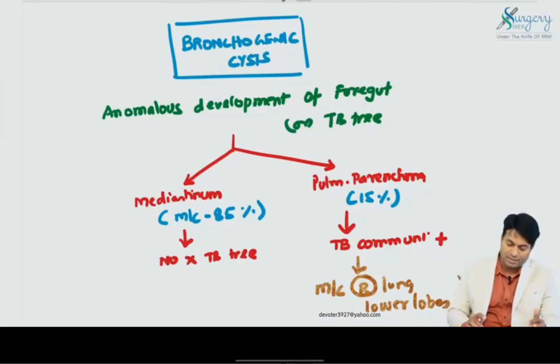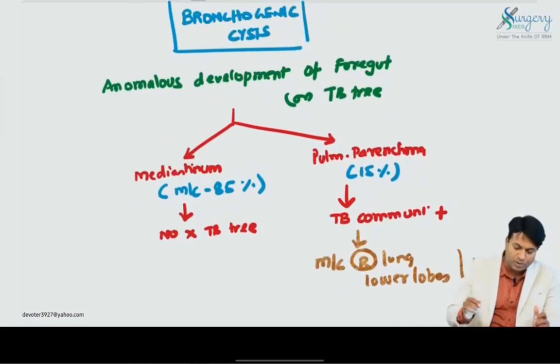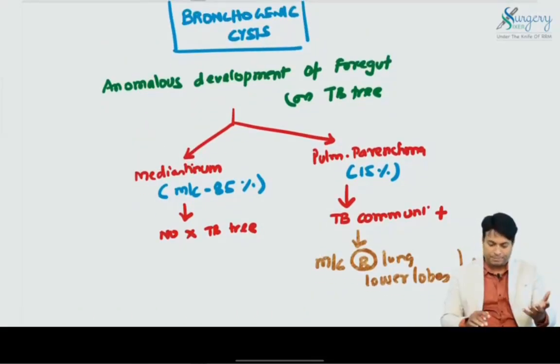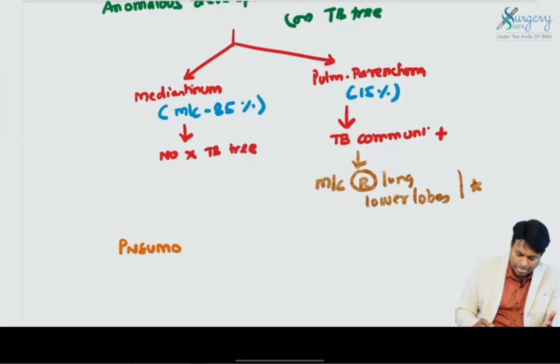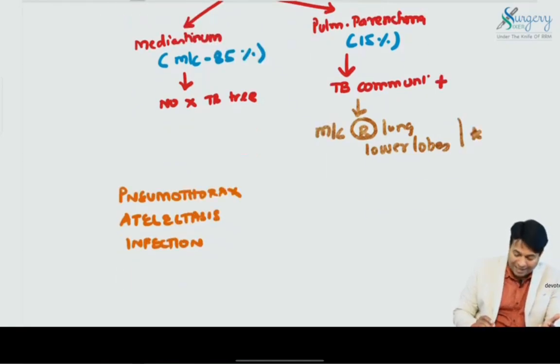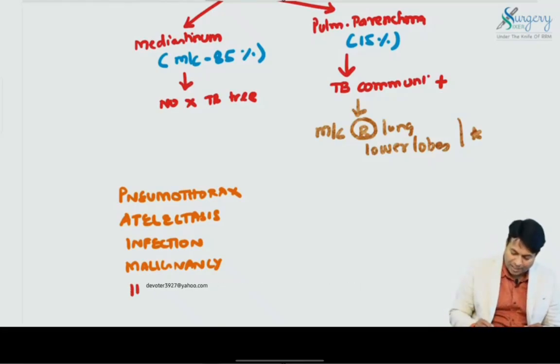Bronchogenic cyst can cause the following complications. Why we should discuss it more is because it can rupture, resulting in pneumothorax. It can cause atelectasis, compression of one lung. It can get infected. And very important, it can undergo malignant transformation; there is a risk of malignancy. When there is communication with the tracheobronchial tree, it can also cause hemoptysis. So these are the complications of bronchogenic cyst.